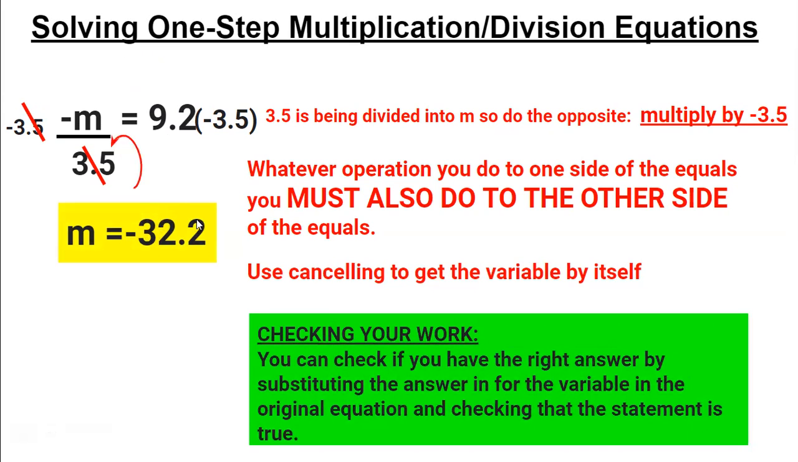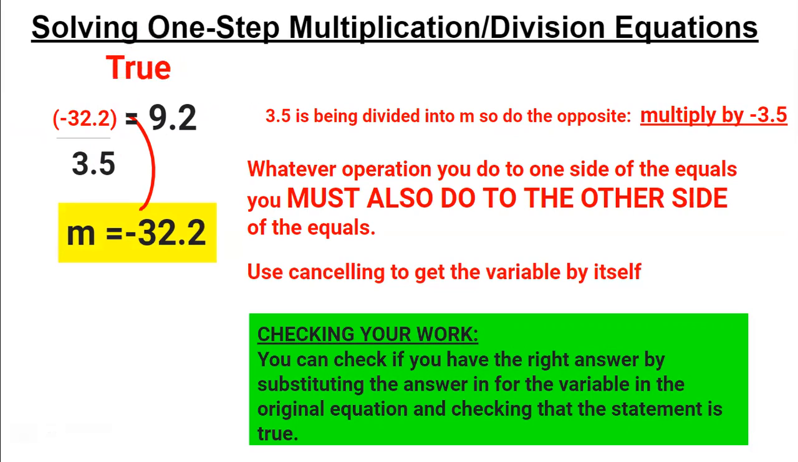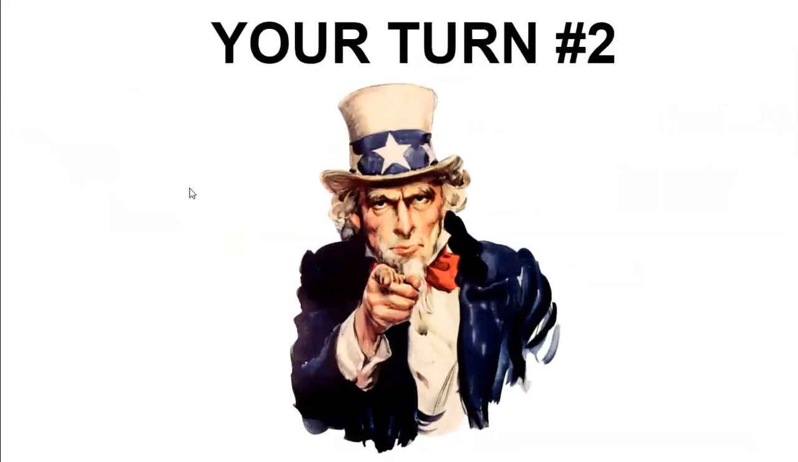To check it, we plug that back in for m, and we do negative 32.2 divided by negative 3.5, and we should get 9.2. Okay, you get to try one, give it a try.